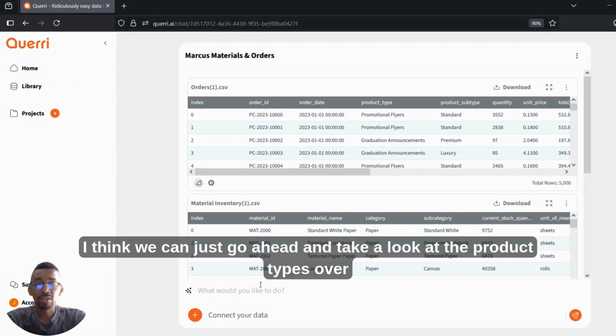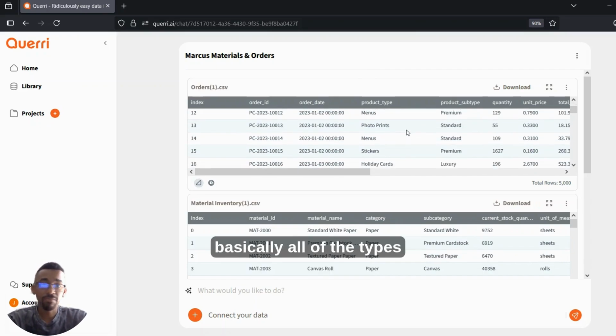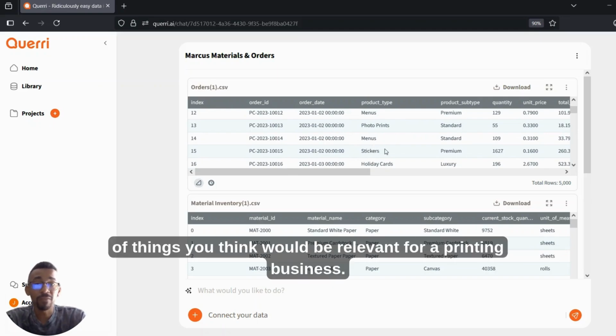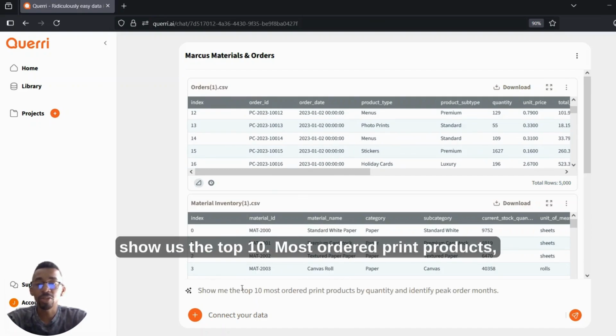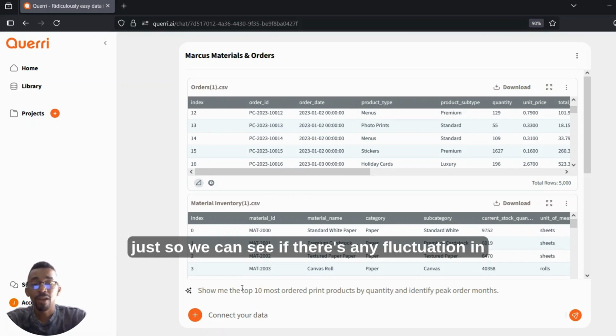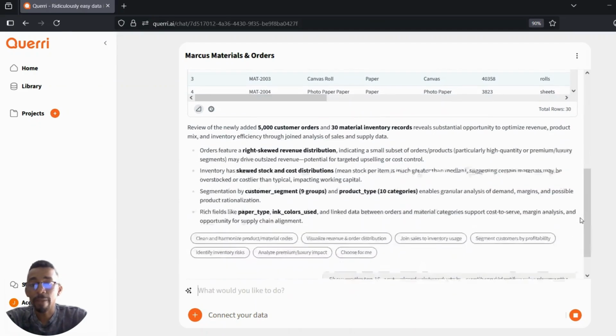But to start off, I think we can just go ahead and take a look at the product types over here. It mainly has promotional flyers, graduation announcements, basically all of the types of things you think would be relevant for a printing business. And we can just go ahead and start off by asking to show us the top 10 most ordered print products, just so we can see if there's any fluctuation in demand that differs from month to month, season to season. Let's just see what Query says from that.